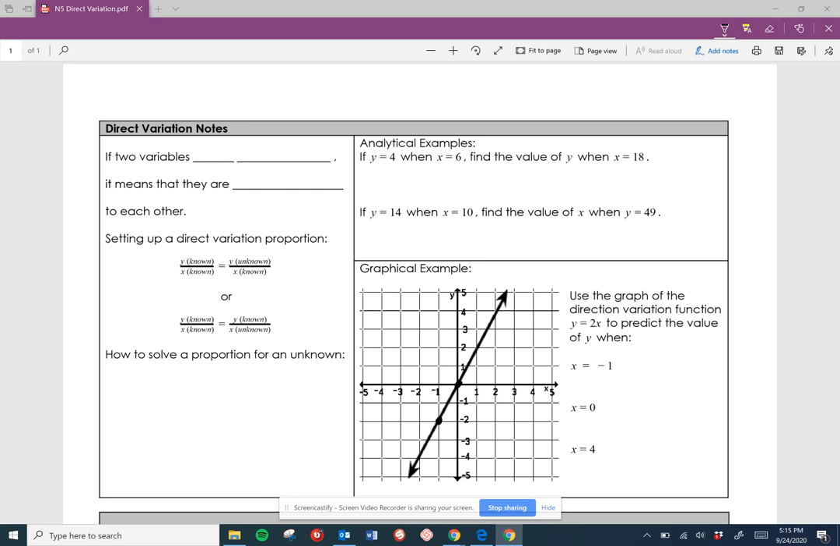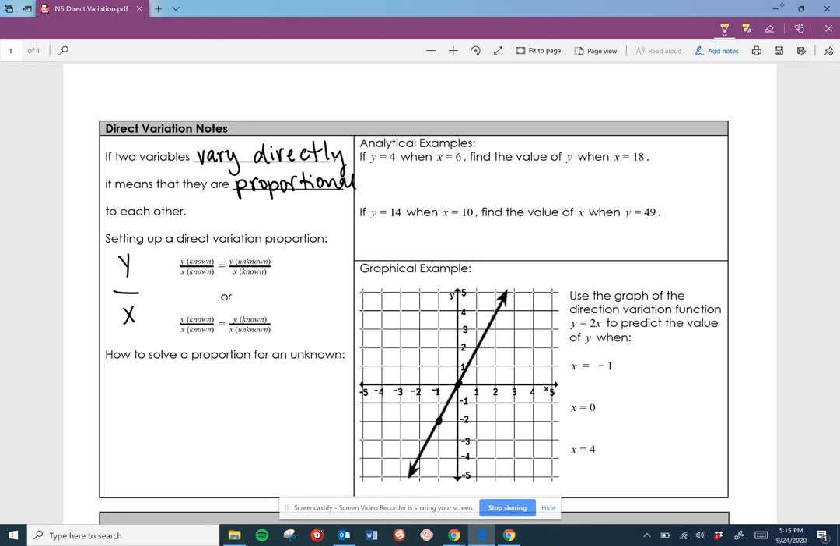Today we're going to be learning about direct variation. If two variables vary directly, that means that they are proportional. So in order to solve them, we will set up a proportion and find the missing or unknown part of it. If we set up a proportion, we're always going to put the y on top of the x, okay? So the y is the known, the x is the known here, and it depends on which value is unknown.